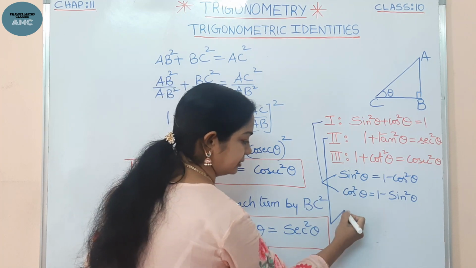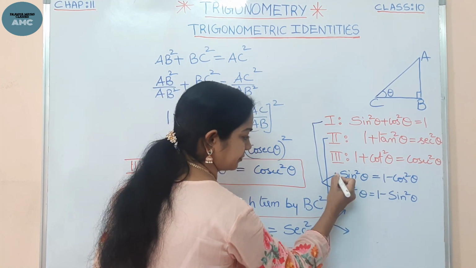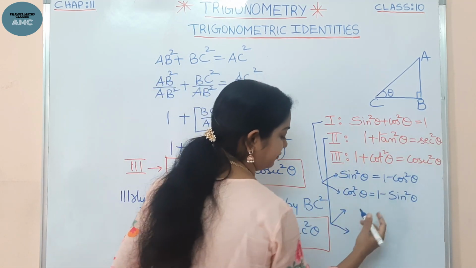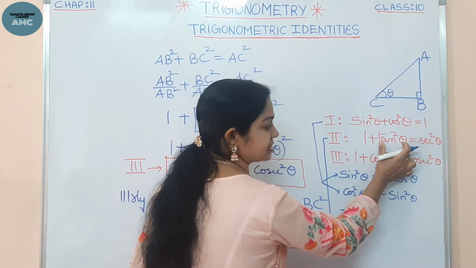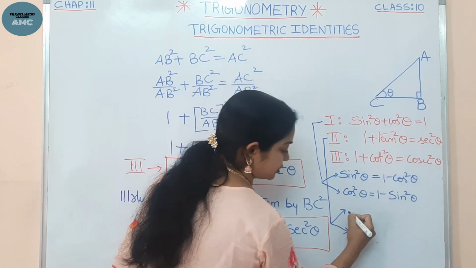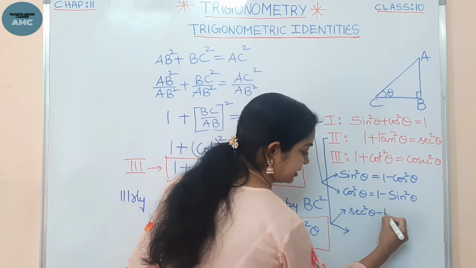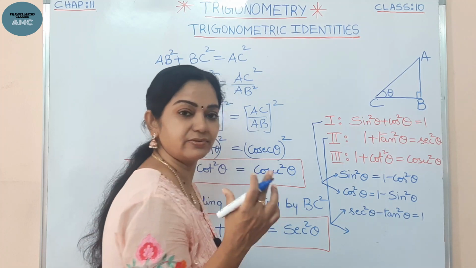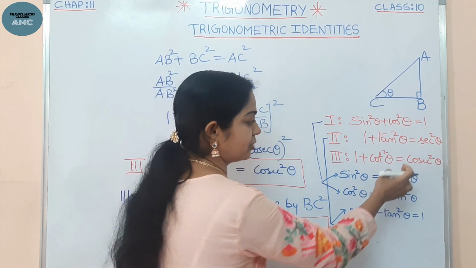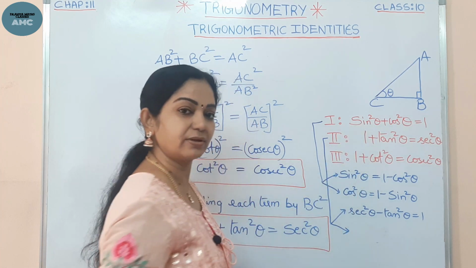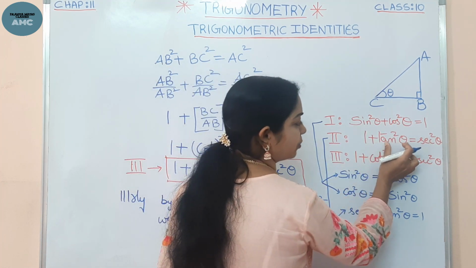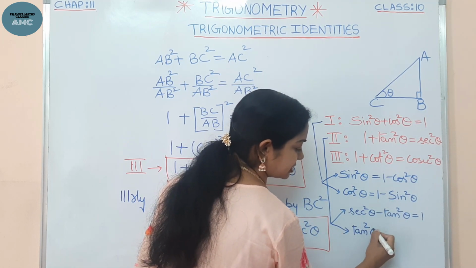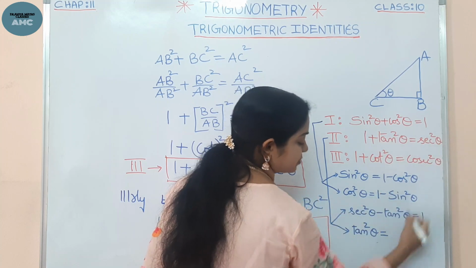Likewise, from the second also we can get it. See here, 1 plus tan square. If I shift this tan square to the other side, it becomes minus. So that comes to secant square theta minus tan square theta equals 1. In place of 1, we can write it as secant square minus tan square. Here also in place of 1, we can write it as sine square plus cos square. Likewise, if I want only tan square, I can shift the 1 to the other side. So the second deduced equation is tan square theta is equal to secant square minus 1.